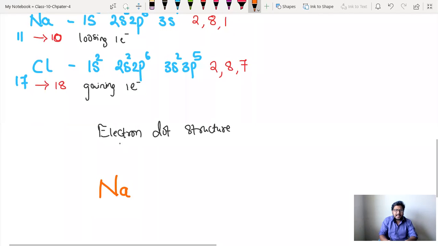You have to represent electrons. What electrons? You have to represent only valency electrons. That you have to keep in your mind. How to take valency electrons?